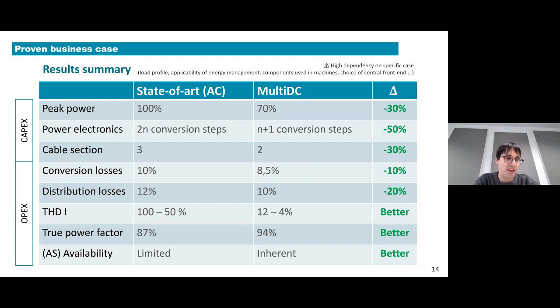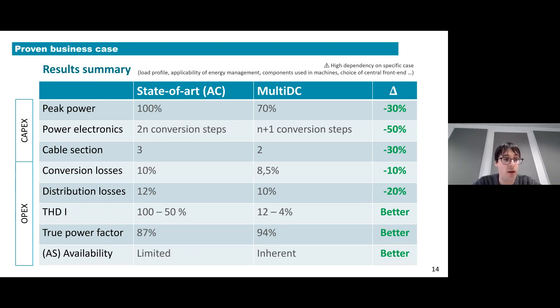But the most obvious case is that you need 3 cables for AC and 2 cables for DC, and you just need 30% less copper. And those are the savings with regards to the CAPEX. But also when you operate the system, there will be savings. So you save on conversion losses and on distribution losses.